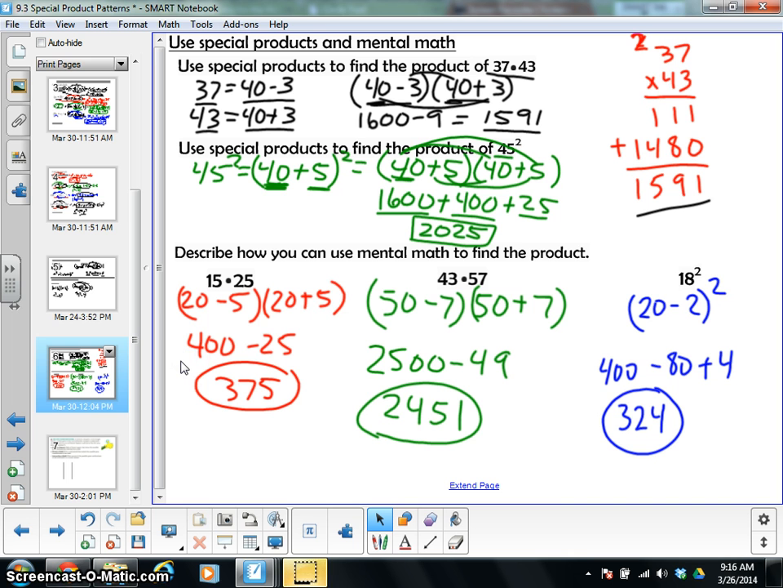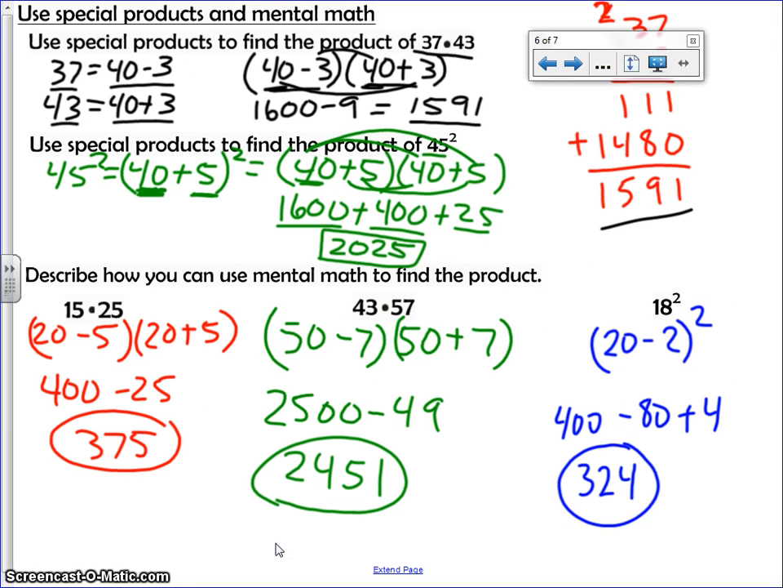All right, and we're back. So, 15 times 25. Break that into 20 minus 5 and 20 plus 5. Sum and difference pattern. So first term, 20 times 20 squared, it's 400. Subtract the final terms, 25 to get 375. Okay, 43 times 57 the same way, sum and difference pattern. 50 minus 7 to get 43, 50 plus 7 to get 57.